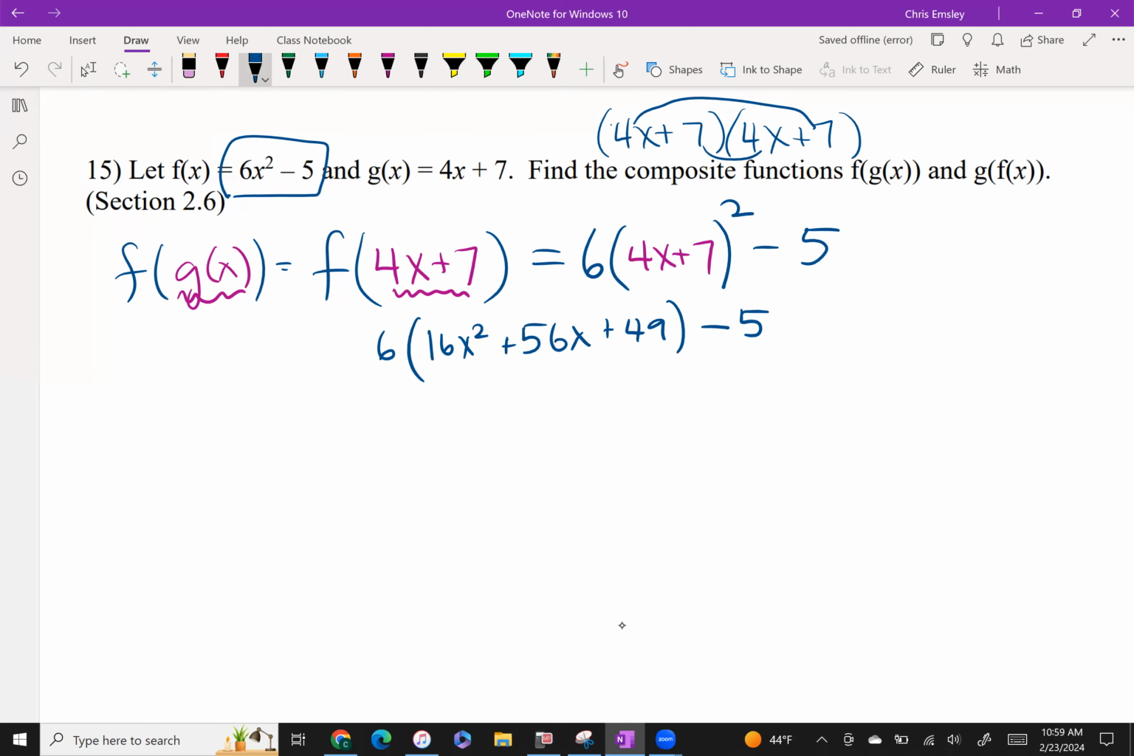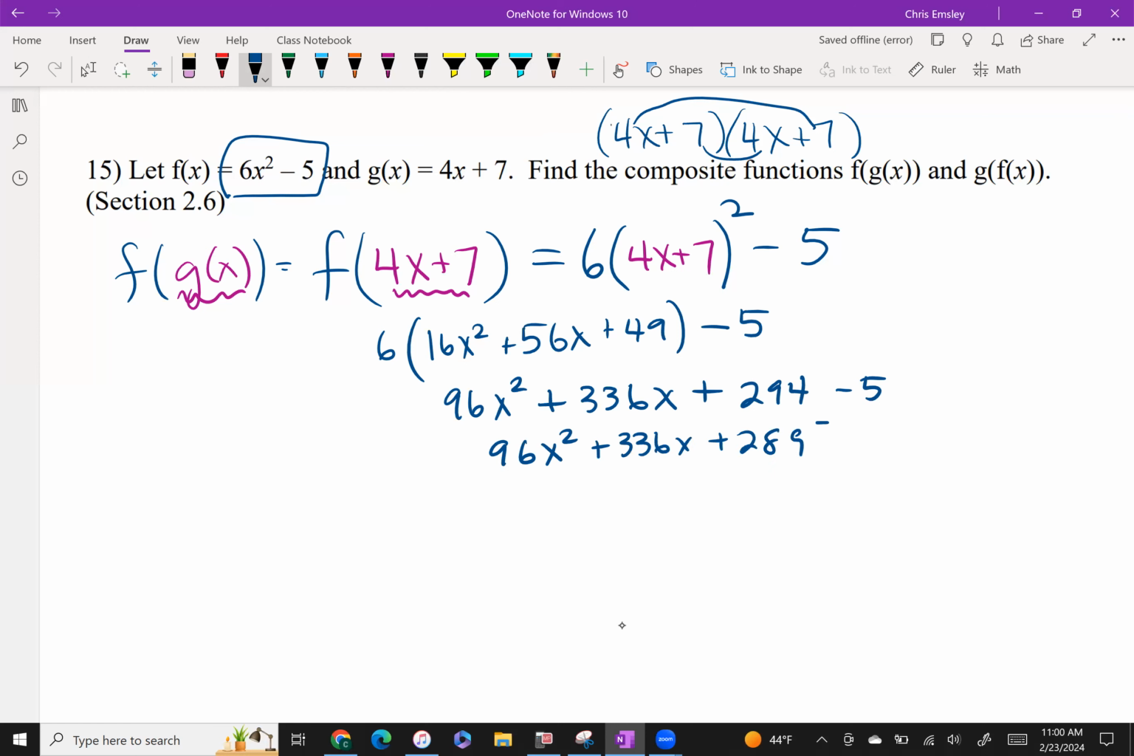Distribute your 6 through there, so we get 96x squared plus 336x plus 294 minus 5. And then finally, we just want to combine those two constants, those two like terms at the end. And there is our final composite answer for the first one.